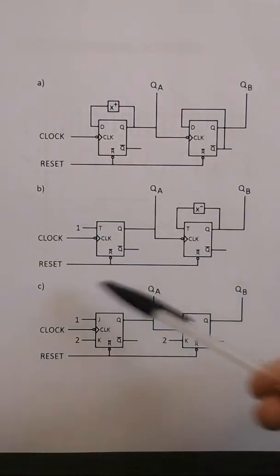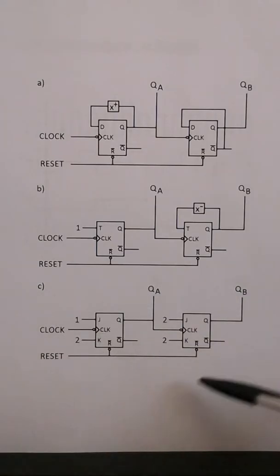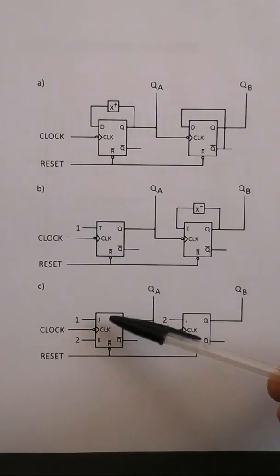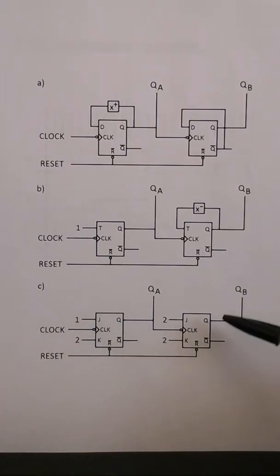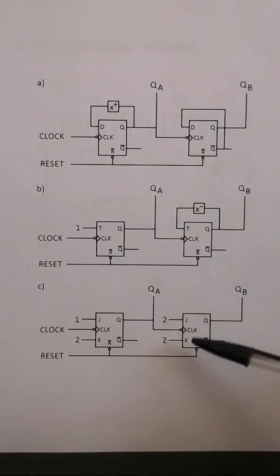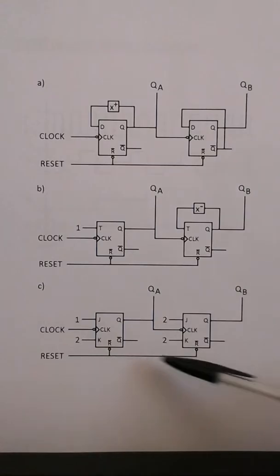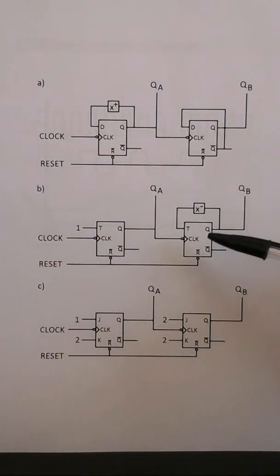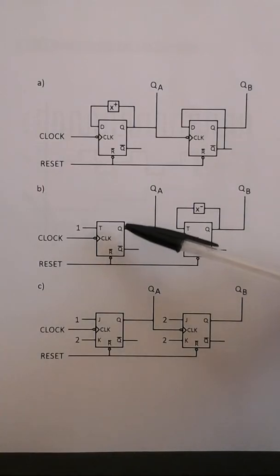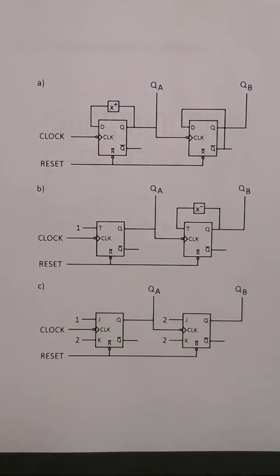And for circuit C we have JK flip-flops. The divide by 3 section has J equals 1 and K equals 2, and the divide by 2 stage has J equals 2 and K equals 2. All circuits have a common reset, and in each case the clock of the divide by 2 circuit is fed by the Q output of the divide by 3 circuit.